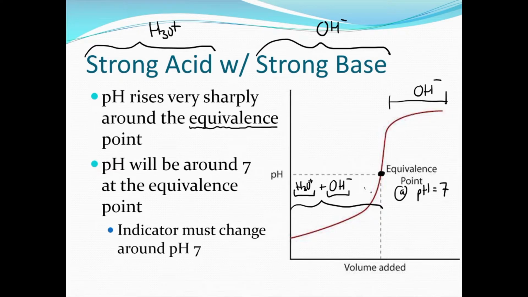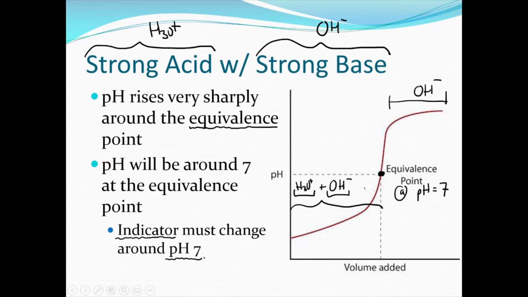That kind of makes sense because when you neutralize all of the hydronium, you basically have a neutral solution, so the equivalence point will be at pH 7. When we're doing a strong acid, strong base titration, the indicator we choose needs to change around pH 7.